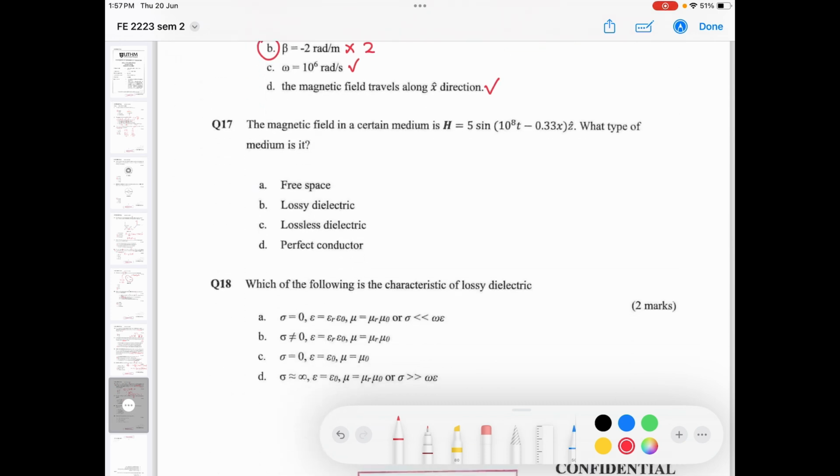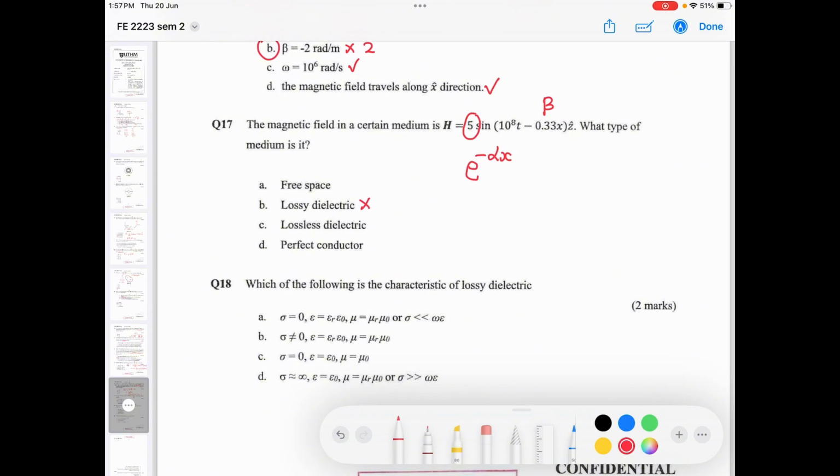So the magnetic field in a certain medium is this one. What type of medium is this? Okay, first of all, you can check. Over here you don't have the exponent negative alpha x. It doesn't have the attenuation constant, so it won't be lossy. Then it has the beta. What else do you have? The magnetic field, free space. What type of medium is this? It won't be lossy. It can be free space.